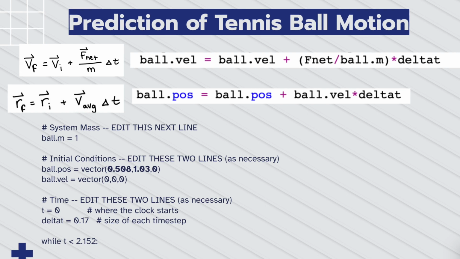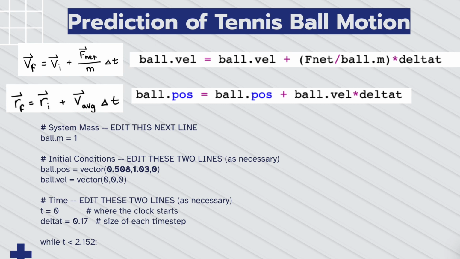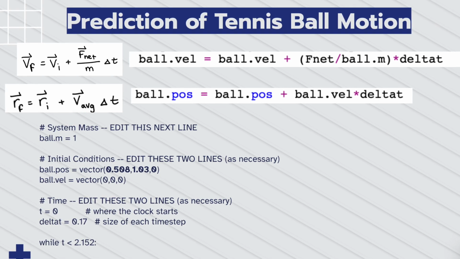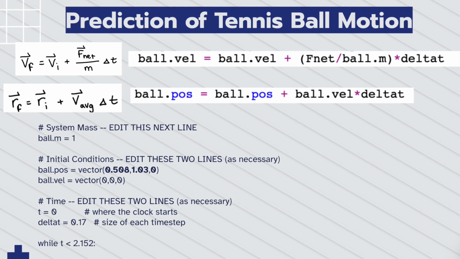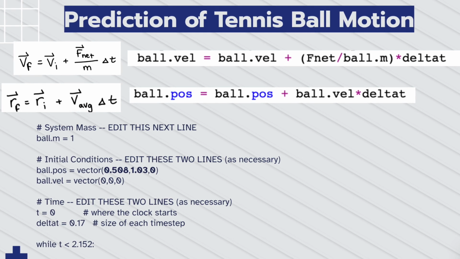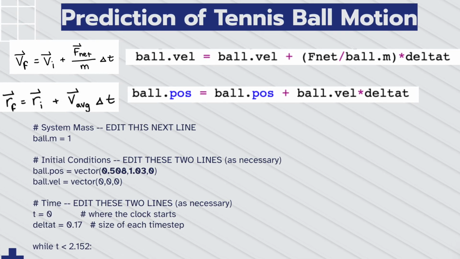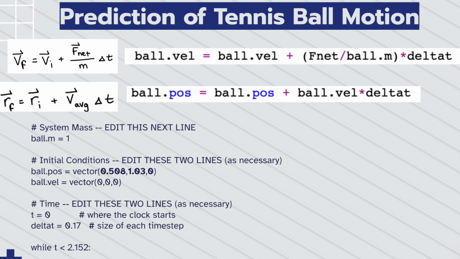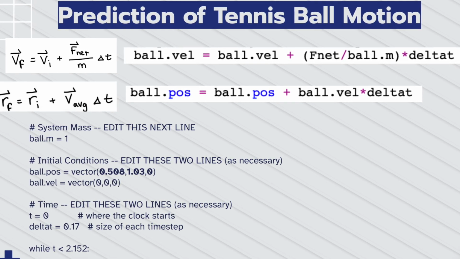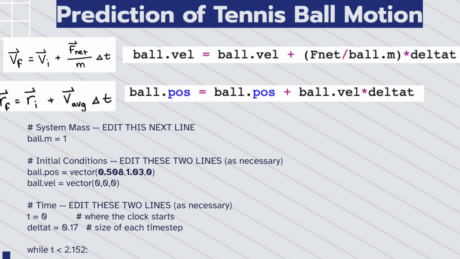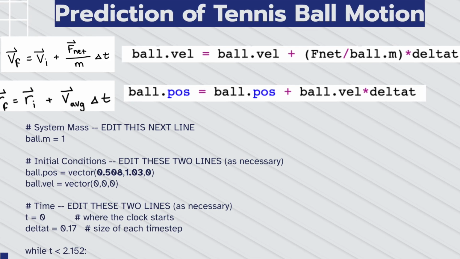For the prediction of tennis ball motion, we used the same equations as previously discussed and edited the following lines of GlowScript code. For the system mass, we left the ball mass to be 1, and for the initial conditions, we edited the position vectors to be 0.508 and 1.03 for the x vectors and y vectors respectively.